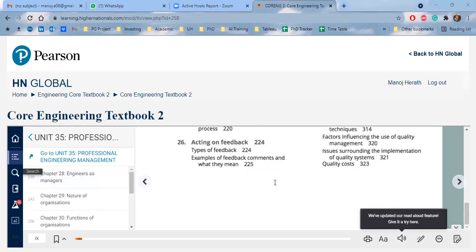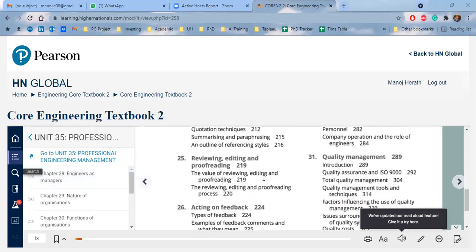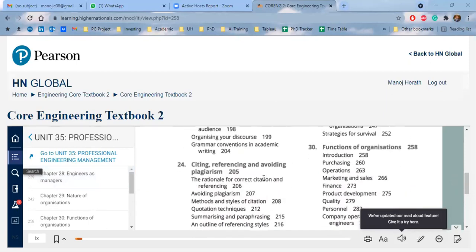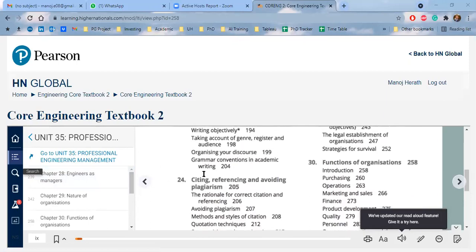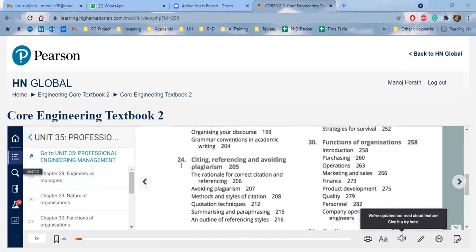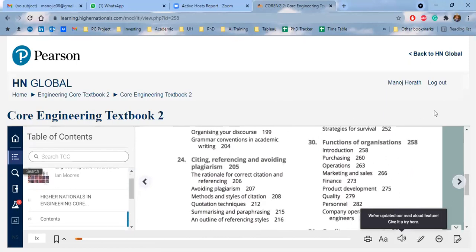Five, also you have support, right? So go to HN Global and create an account. Then everything is there: citing, referencing and avoiding plagiarism, everything you need in order to proceed through Unit 34, right?